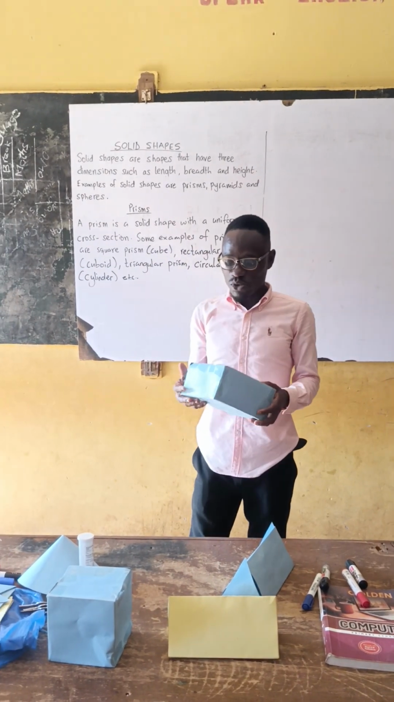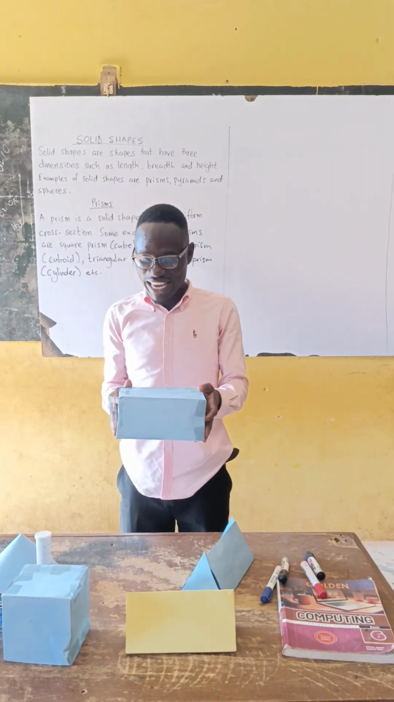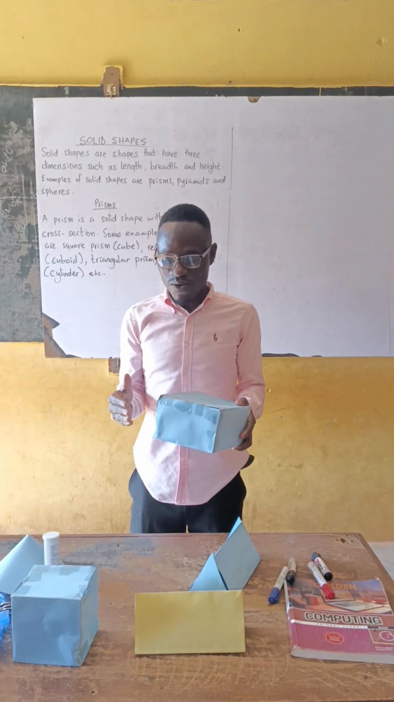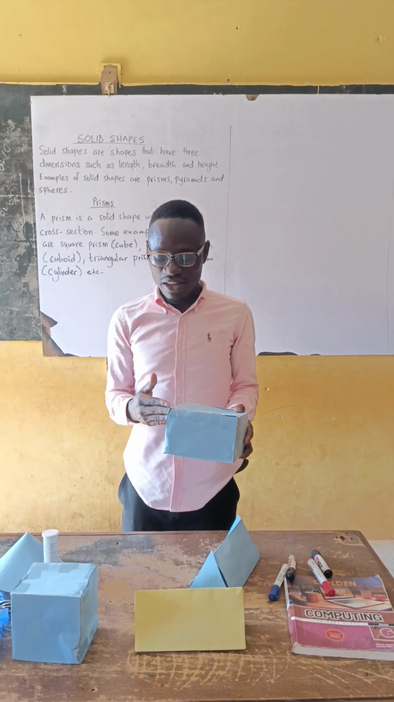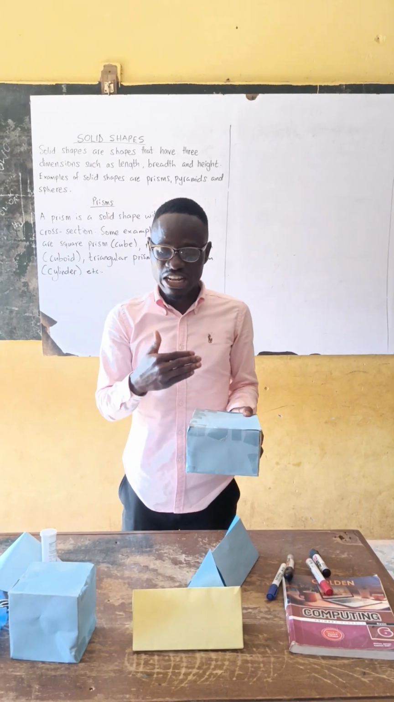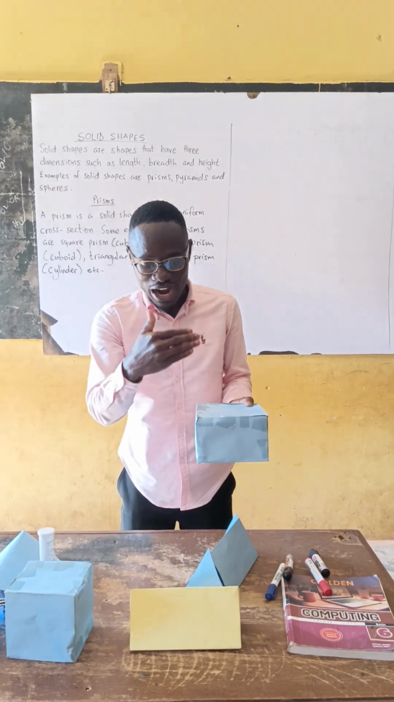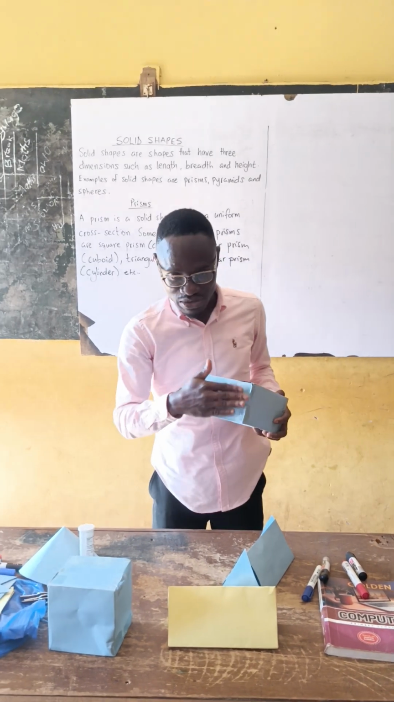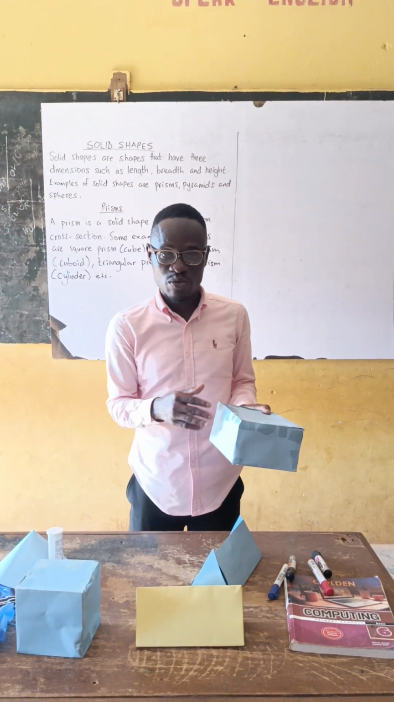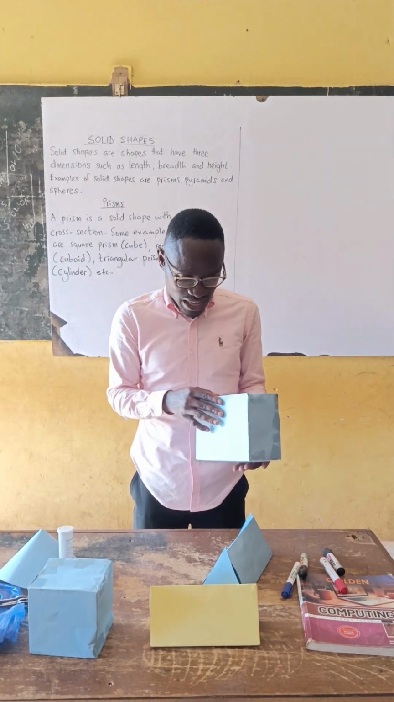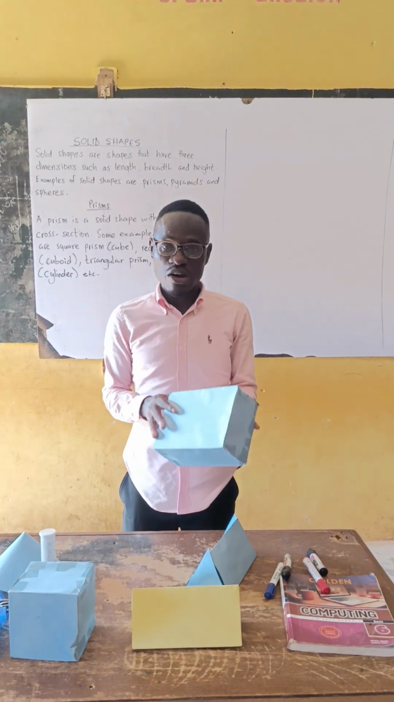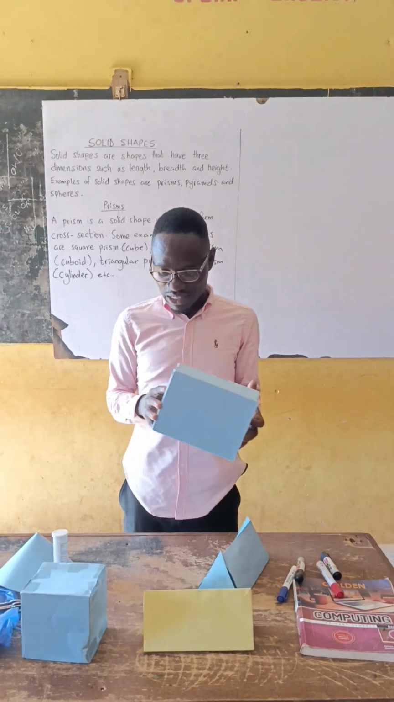Cuboid. So if this also were to be bread or cake and I'm to share it among people, for me not to cheat anybody, I have to cut it in such a way that there will be no cheat. And the way I will cut it is the cross-sectional area. So here is the cross-sectional area. If I'm to cut it, there will be no cheat. I can decide to cut it this way. If I want to cut it this way too, there will be no cheat. So this is also a prism.